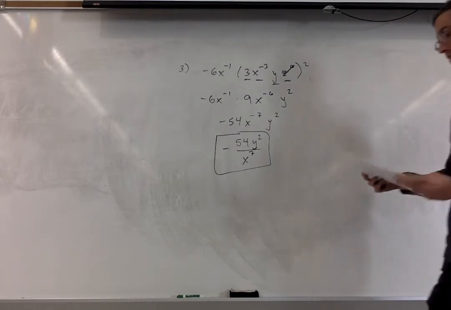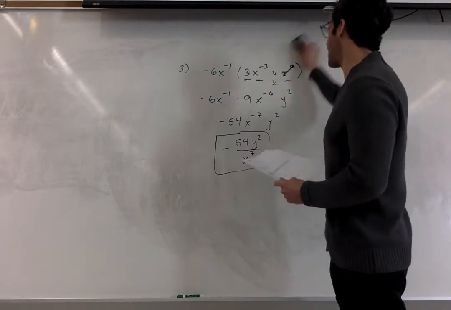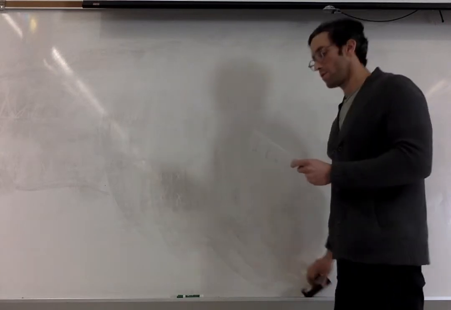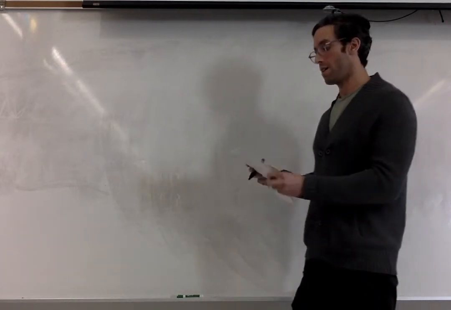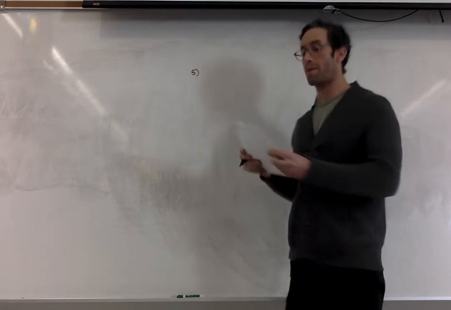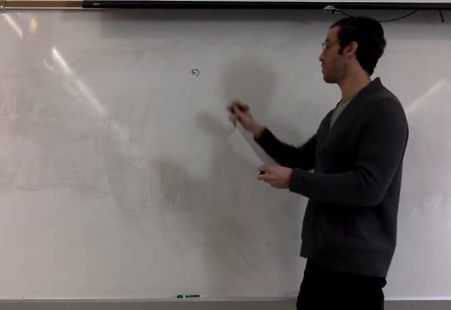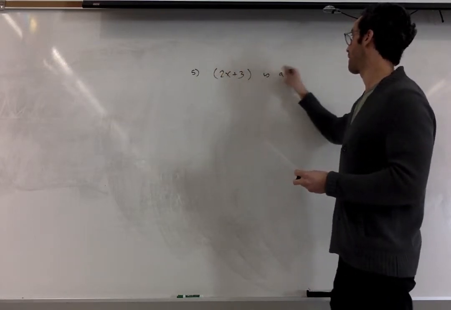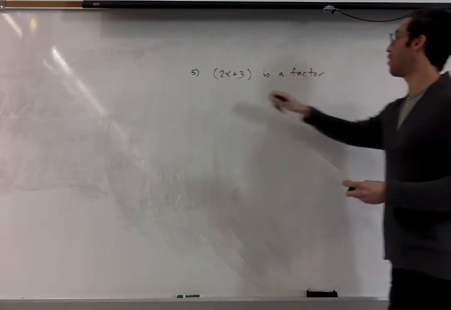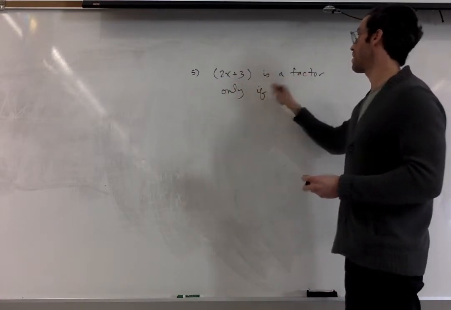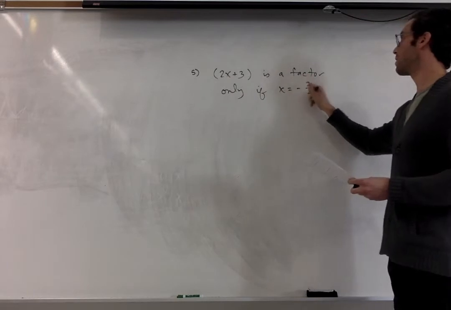Problem 5. Okay, is 2x plus 3 a factor of that cubic polynomial? So, if you're asked if an expression is a factor, then I would recommend checking the root, right? So if 2x plus 3 is a factor, well, I should say 2x plus 3 is going to be a factor only if x equals negative 3 over 2 is a root.